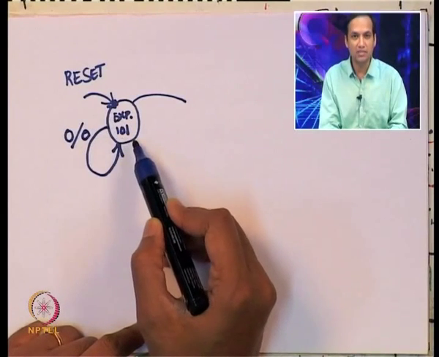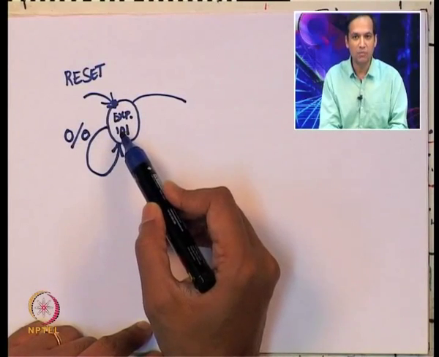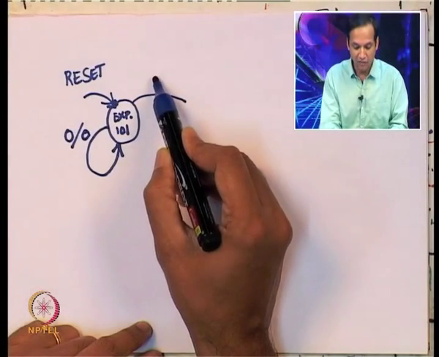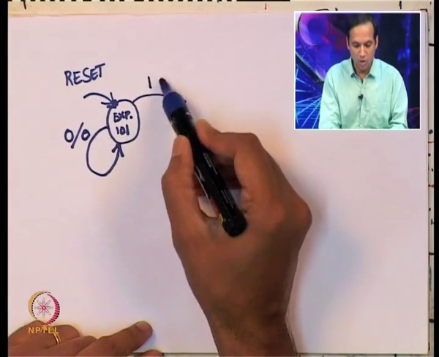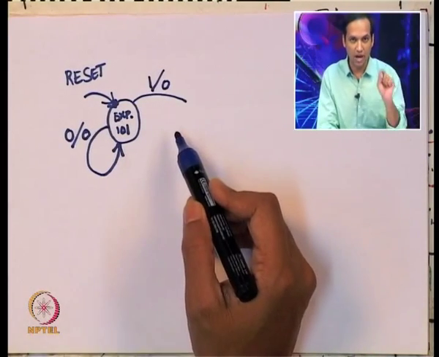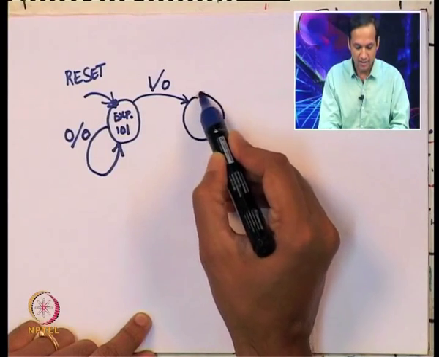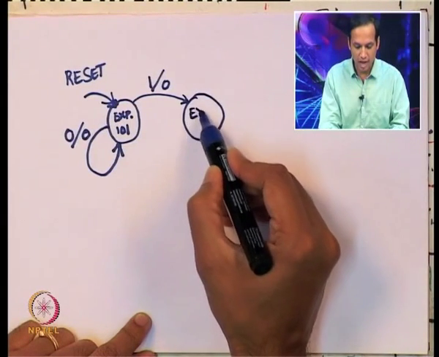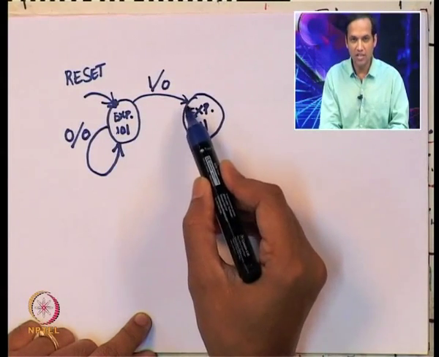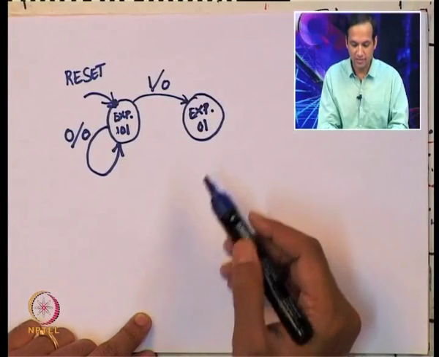So I cannot start the string 101 if it starts with 0. If it is 0, it is as good as I am going to expect 101 itself, I will stay here itself. But if I get a 1, the output should be 0 because I have not seen 101, I have just seen 1, but I can go to a new state which says I am expecting 01. So you have seen 1 here and you are expecting 01 here. So we have now two states.